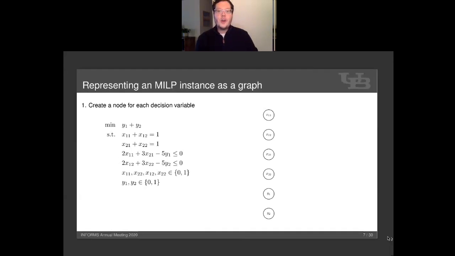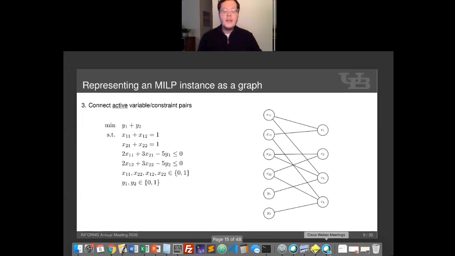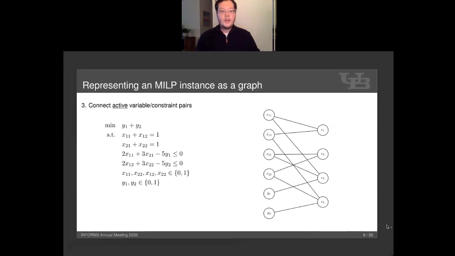So let's show how we construct an MILP graph for a given instance. First, we create a node in our graph for every variable in our MILP instance. Next, we create a node for every constraint. So this is constraint 1 or C1, this is constraint 2 or C2, etc. Next, we draw an edge between every pair of active variable and constraint. So x11 is active in constraint 1, so there's an edge there, but x11 is not active in constraint 2, so we do not draw this edge.